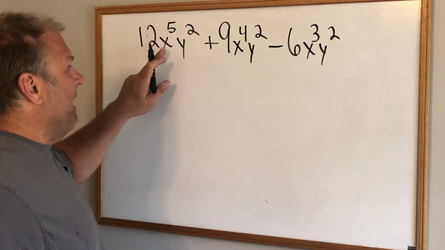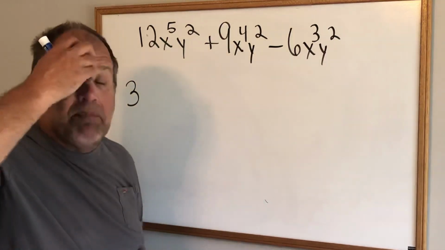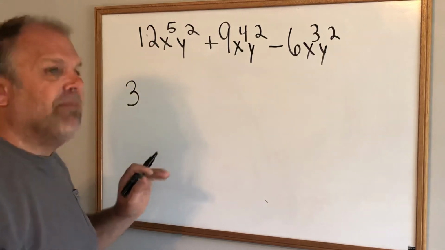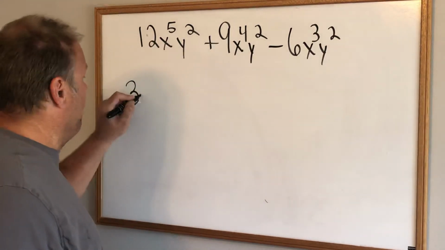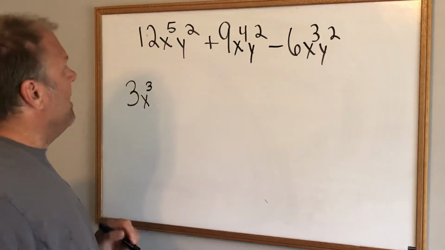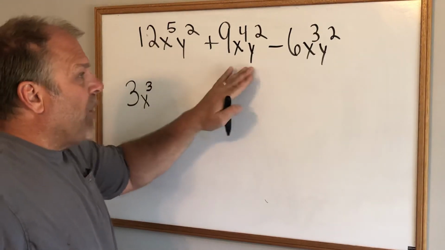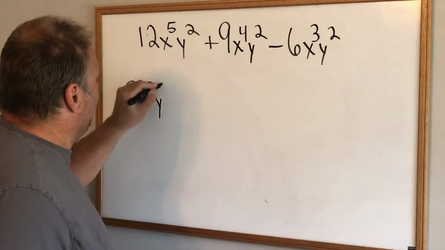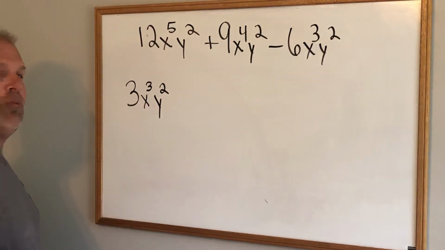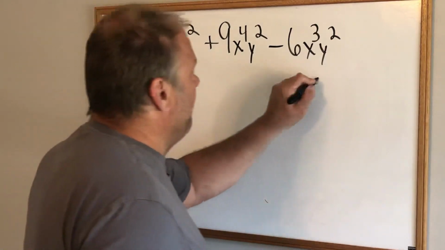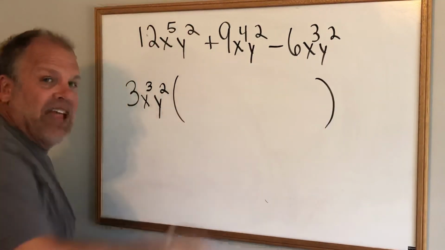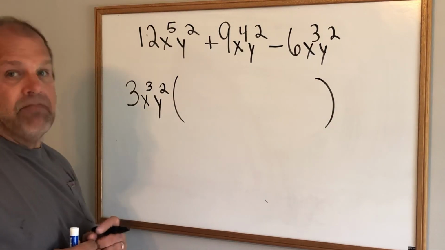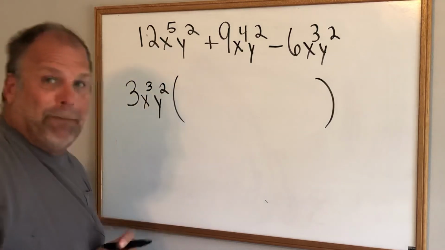Look at my x's. I have 5 x's, 4 x's, 3 x's. So what's the biggest amount of x's that I can take out of all of these? You're right, x cubed. All right? Look at your y's. Y squared, y squared, y squared. What's the amount of y's I can take out? Yep, y squared. So there's my GCF, 3x cubed y squared. Okay? All right. Try and finish that. Pause the video and go ahead and try and finish that.